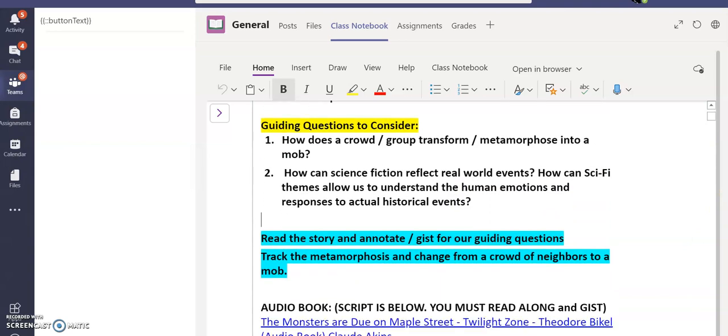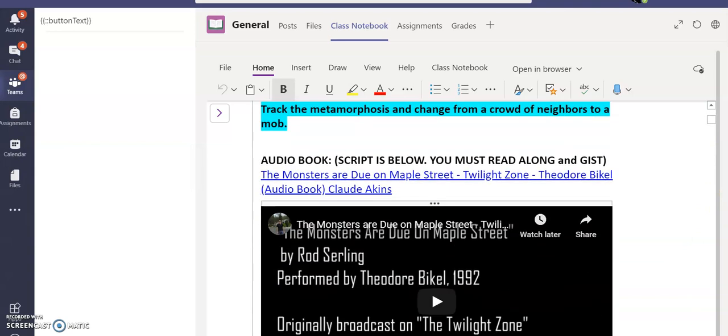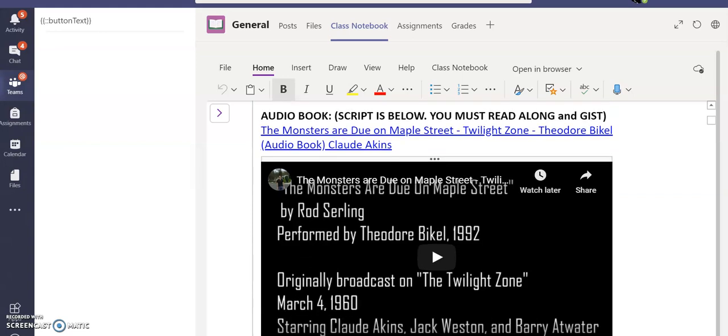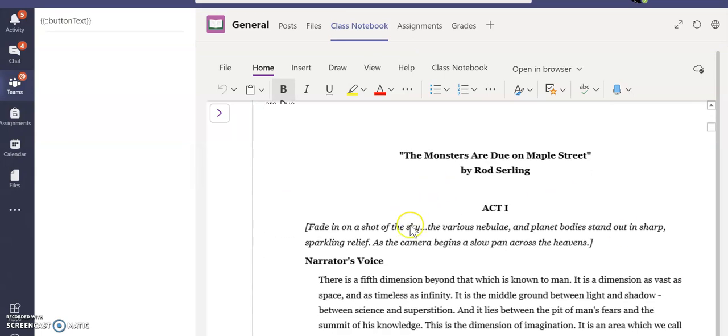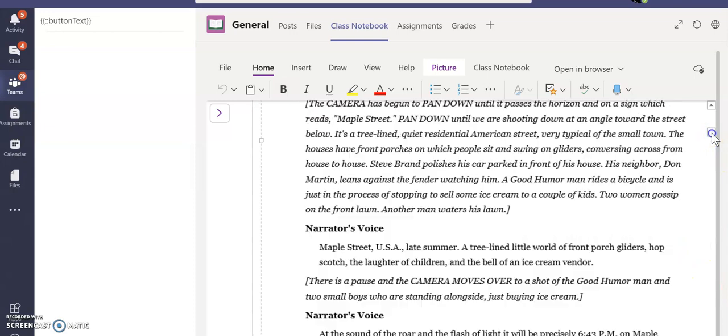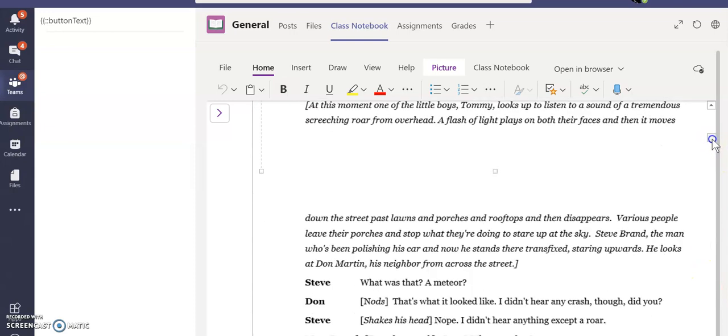So, your assignment was to read the play. If you need help, if you click this in your notebook, remember where we are, we're in your class notebook. Here's an audio so that you can have a video of someone helping you read the play. And here is the play, The Monsters Are Due on Maple Street. Okay? So you're going to read it.